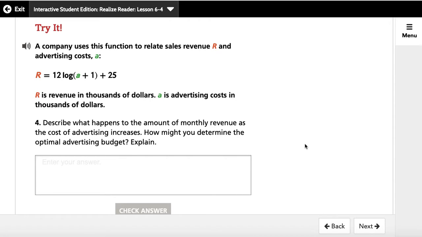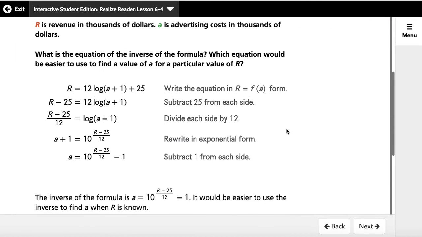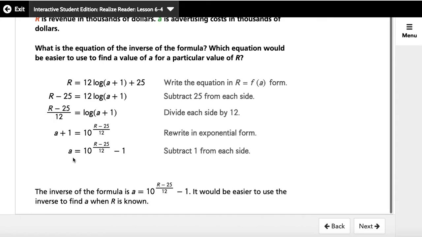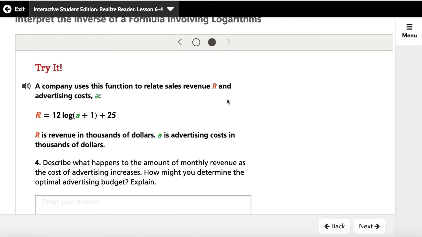Describe what happens to the amount of monthly revenue as the cost of advertising increases. Well, let's go back to that equation. What's going to happen to the advertising as the revenue changes? So as revenue gets higher, as this number gets higher, it's going to make this number bigger. It's going up. As the revenue goes up, the advertising costs are going to go up. I'm not sure what else they were looking for, so I'm just going to click their answer.